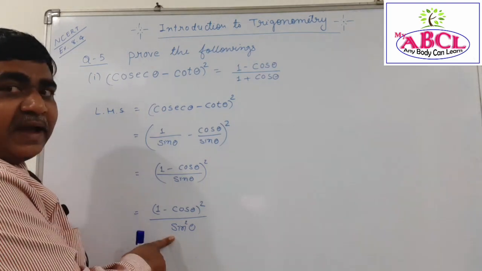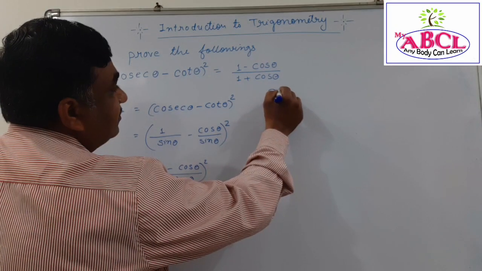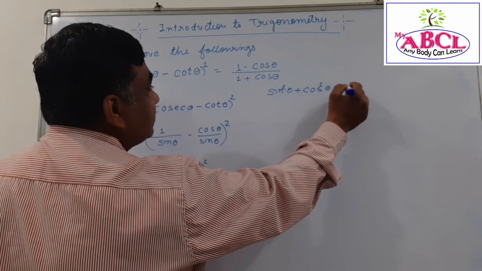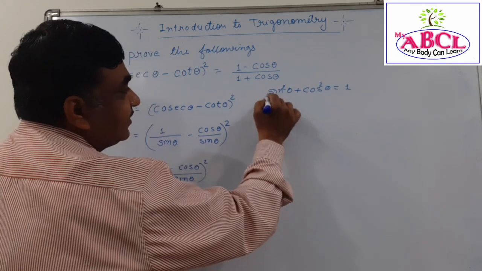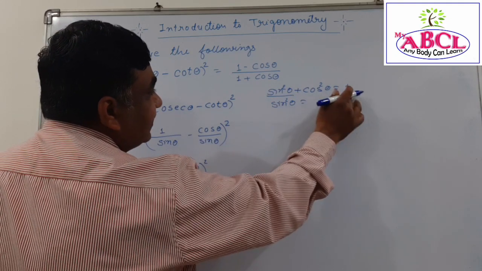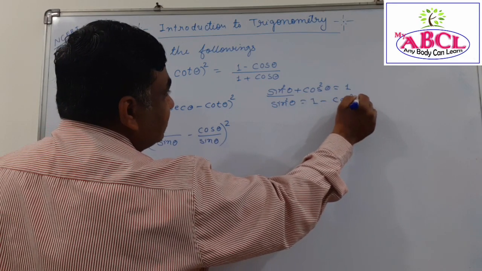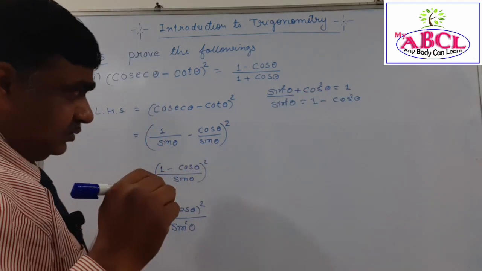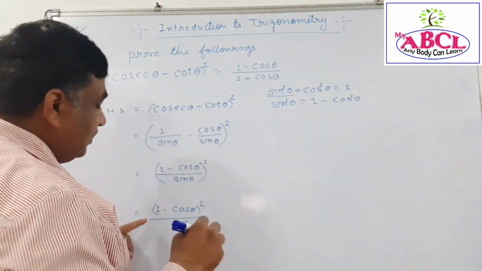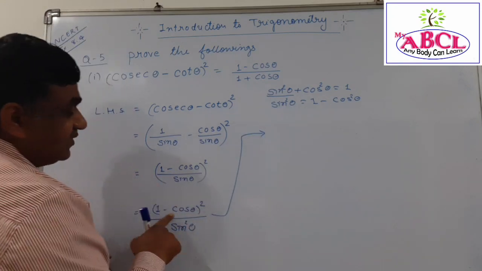So I have one identity with me for sin. It is sin square theta plus cos square theta is equal to what? Is equal to 1. So if I want sin square theta from here, it would be sin square theta is equal to 1 minus cos square theta, as cos goes to the right hand side. So instead of sin square theta, I am going to write 1 minus cos square theta. Here, (1 minus cos theta) whole square.